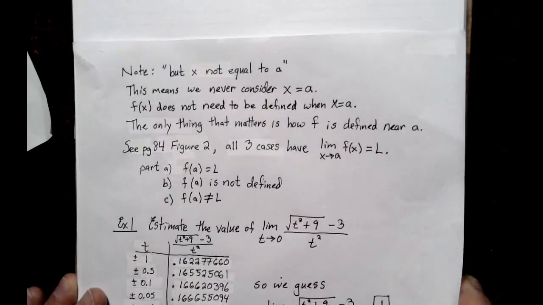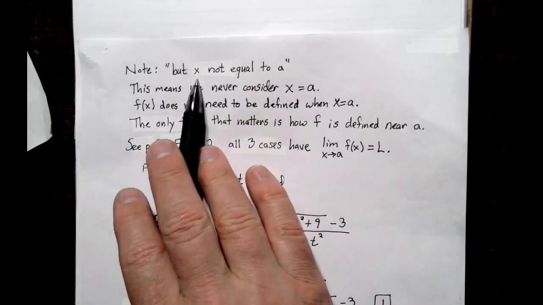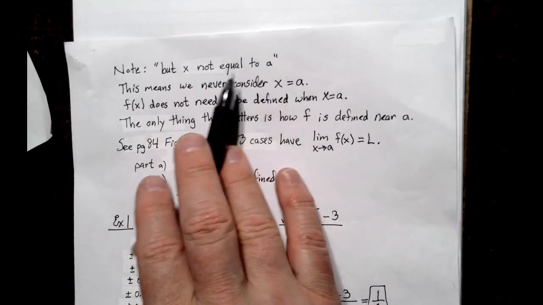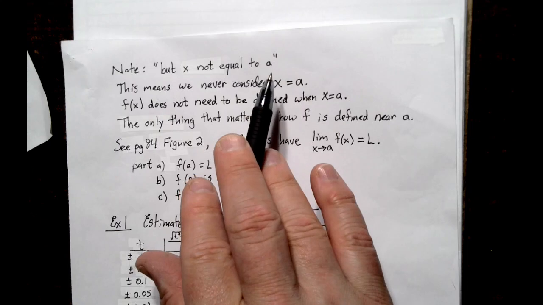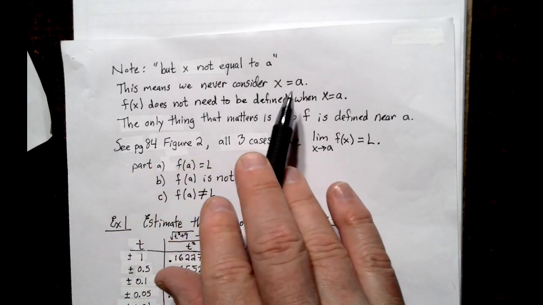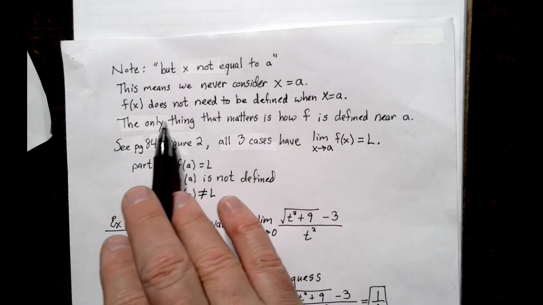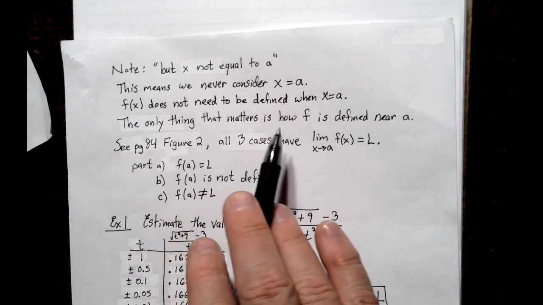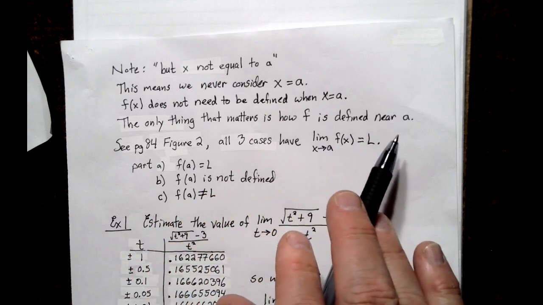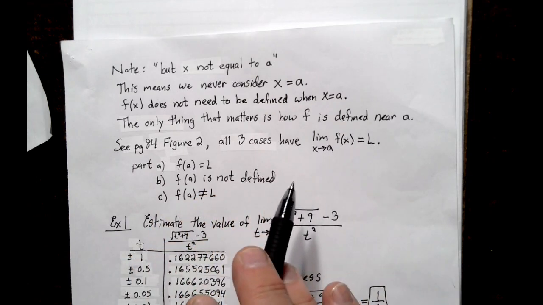Now note, one of the more important parts of that definition is that x is not equal to a. This means we never consider x equals a. f of x need not be defined when x equals a. The only thing that matters is how f is defined near a. So we don't care what happens at a.